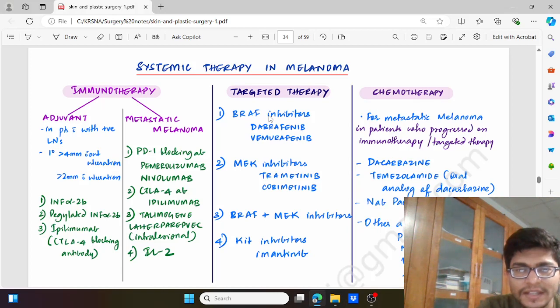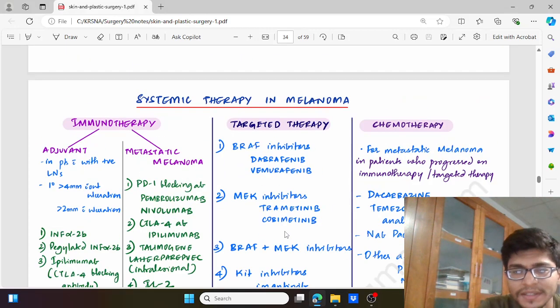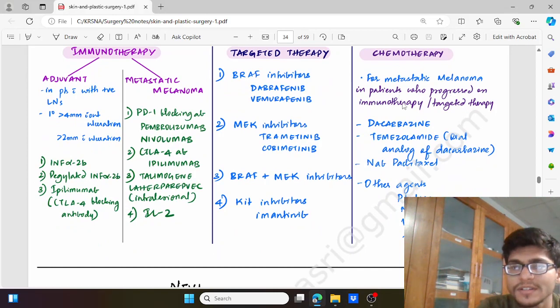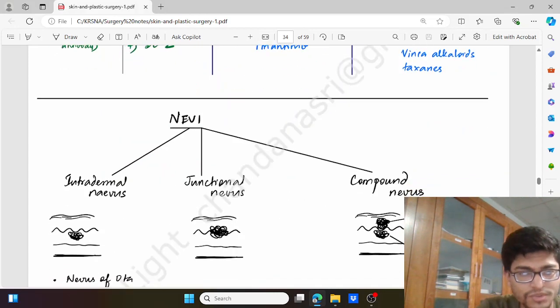Then targeted therapy, that is BRAF inhibitors, that is dabrafenib, MEK inhibitor, that is trametinib, BRAF and MEK inhibitors combined, c-KIT inhibitors like imatinib. Then the chemotherapy for metastatic melanoma is done for those who have progressed even on immunotherapy and targeted therapy. So drugs like dacarbazine, temozolomide, that is the oral analog of dacarbazine, then paclitaxel, and platinum, nitrosoureas, vinca alkaloid, and taxane. These can also be used.